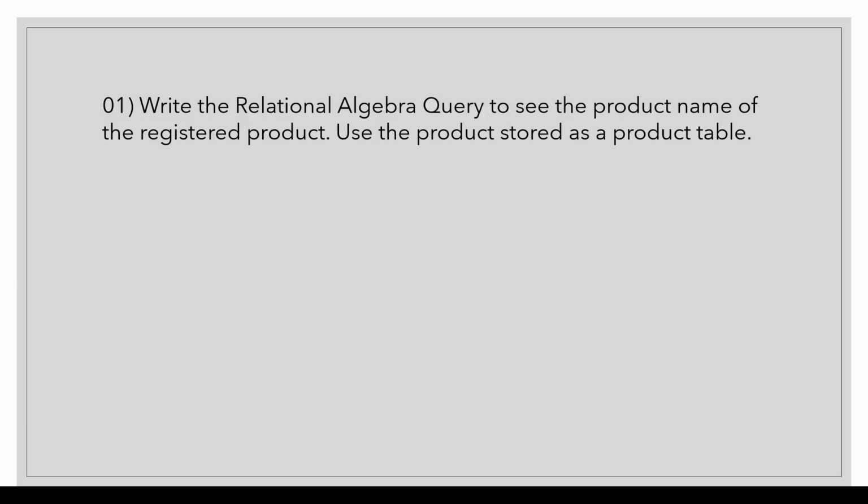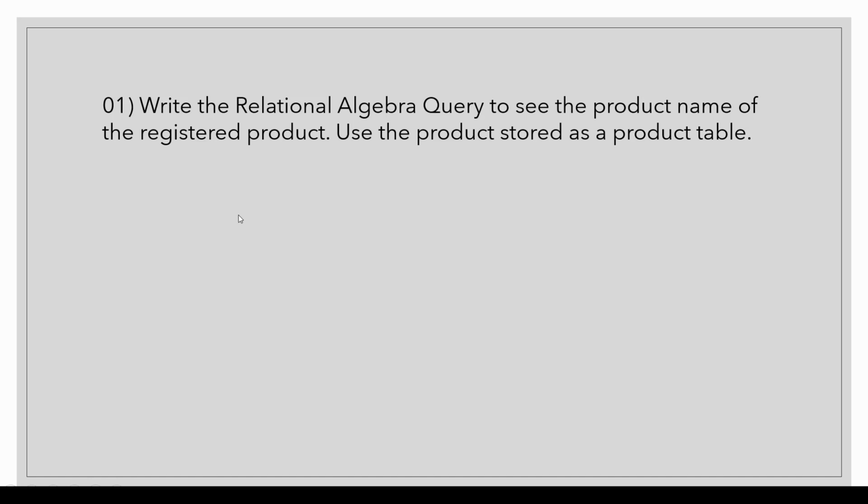Write a relational algebra query to see the product name of the registered product. Use the product stored as the product table. Okay, again we have to write a relational algebra query. In this case, we have to show a specific attribute, the product name, in the product table. The product details are stored in the product table, so we have to mention that product table.